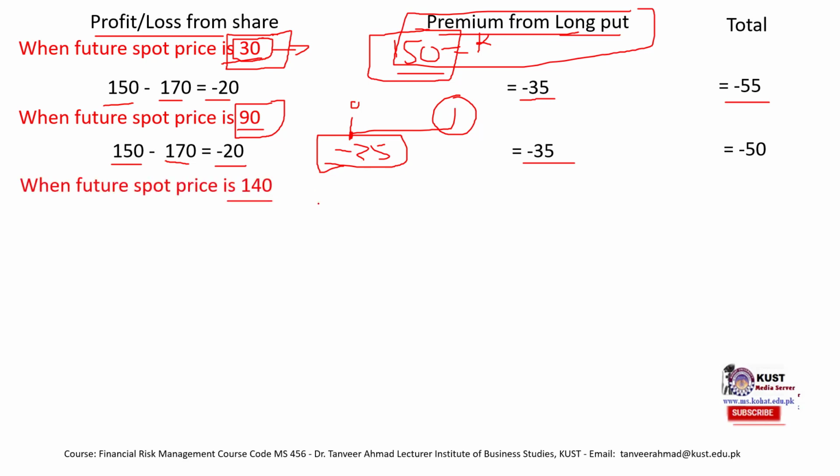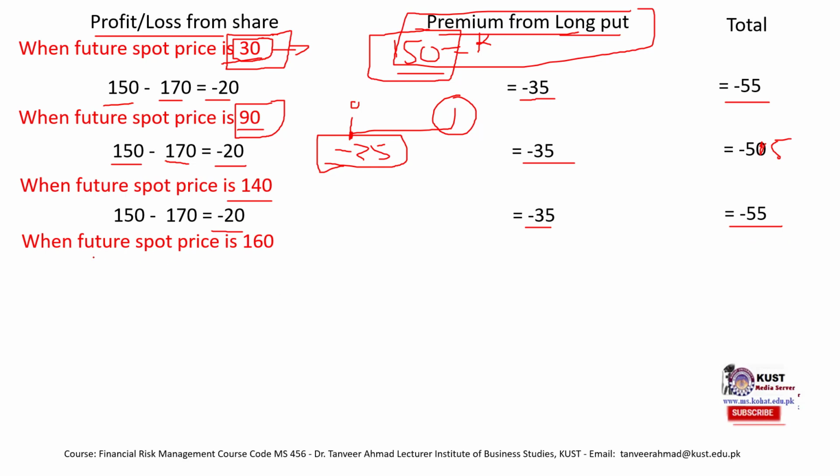What if the market price is 140? Obviously, you would not sell it at 140, you would exercise the option. Your loss from this position, again, this was minus 55, right? Okay, so now it would change.